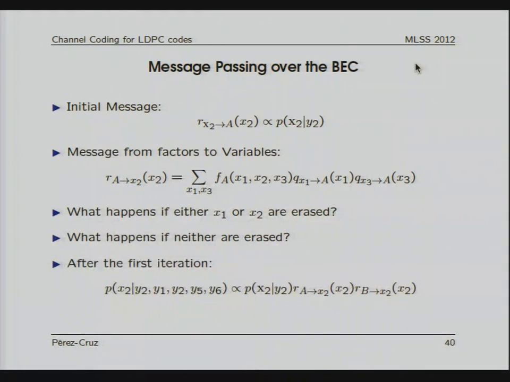We assume that this one was erased. So this is going to be 0.5 for both. If we assume that this one was erased, it's going to be 0.5 for x2 equal to 1 and 0.5 for x2 equal to 0. But if this one is not erased, it's going to be either 1 for x2 equal to 1 or 1 for x2 equal to 0. So when you multiply all of them together, you get a 1 for one of the values of x2 and you get a 0 for everything else. So the factors only tell the variables what they are when they know all their neighbors. But the variables, as soon as somebody knows what they are, you can de-erase them.